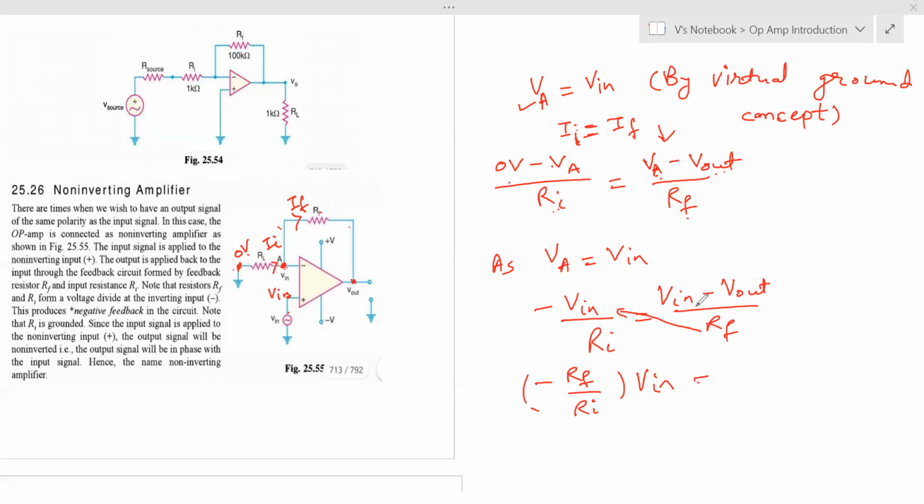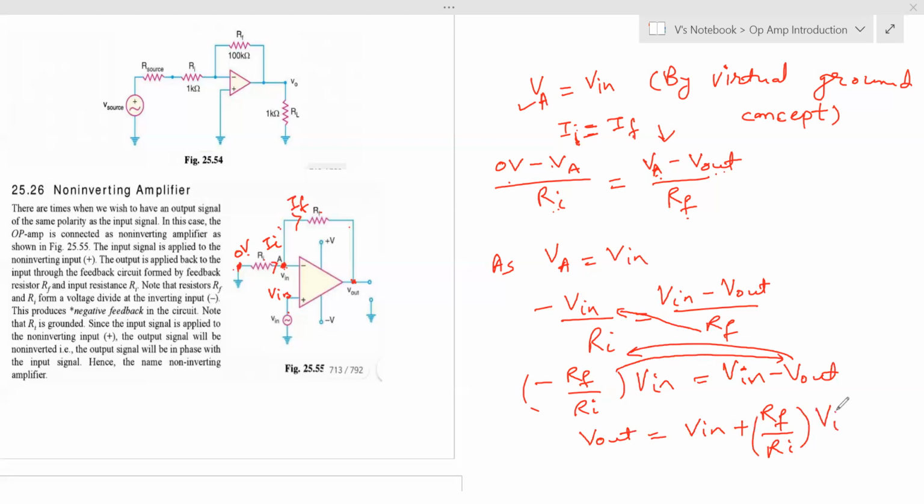Equal to what? What will remain here? Vin minus Vout. Now you can see there are two minus signs here, one on the right hand side, one on the left hand side. So we can shift them to change their sign, right? Take this minus Vout here and take this minus RF upon Ri into Vin to the other side. Just a reshuffling. So Vout equals Vin as it is, plus, because this will become plus RF upon Ri into Vin.